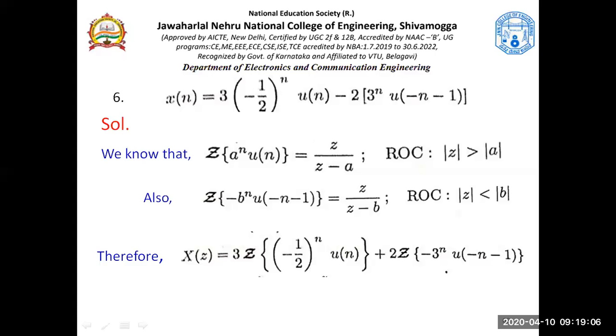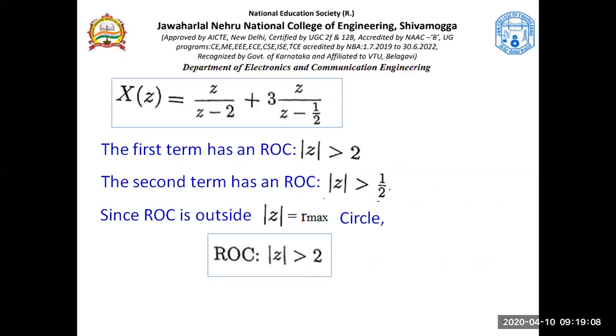Yeah, then the previous problem was this. We have found out X of z and ROC by looking at the standard transform. Now the next problem is this. Which standard sequences would you remember by seeing this? Okay, there is a minus here. That minus can be attached to this 3 if you take that inside. So you can adjust it like that.